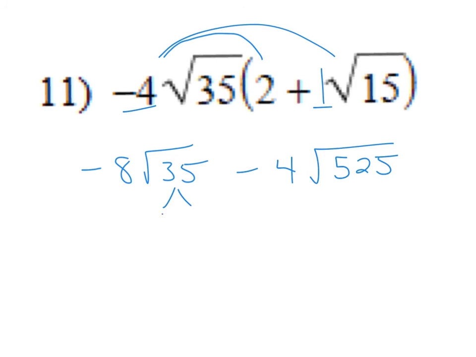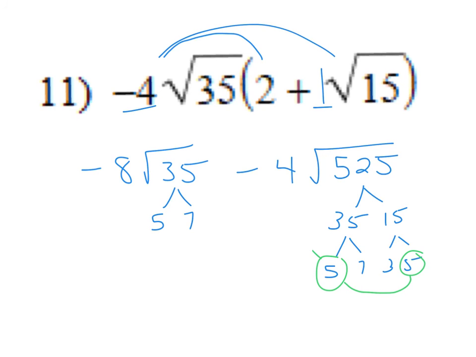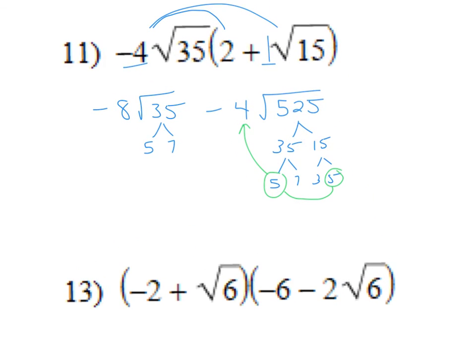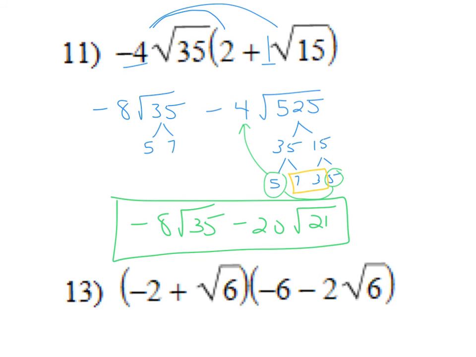Okay, now the 35 will break down to 5 and 7, but nothing will pair up and move out. On the 525 here, I know I multiplied 35 and 15 to get there, so that's where I'm going to go back to. And then this will break to 5 and 7, and this will break to 3 and 5. So I do have a pair of 5s right here that need to move out. So 5 times negative 4 is negative 20. And then on the inside here, I've got the 7 and 3 still kind of left over. So on the inside, I'm going to have a 21. Then over here, I still have a negative 8 root 35. Now I cannot add these up because these are different square roots. And that's going to be your answer right there.